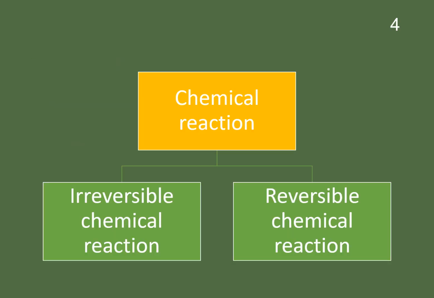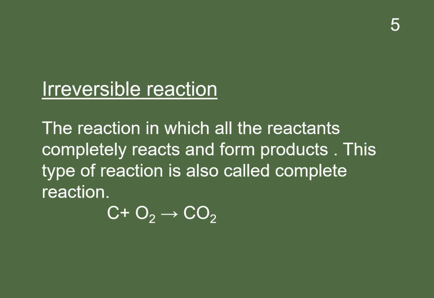Chemical reactions are of two types. Number one is irreversible chemical reaction and number two is reversible chemical reaction. Irreversible chemical reaction: the reaction in which all the reactants completely react and form product, like carbon reacting with oxygen to form carbon dioxide. In this reaction, carbon and oxygen completely react and form product. This type of reaction is called a complete reaction.